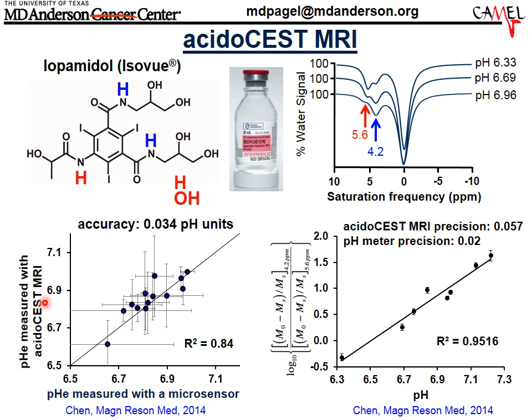So because of that, there's no real gold standard to compare acidoCEST MRI to know if we are actually measuring an accurate value. However, it does appear that the best that we can do, a microsensor, agrees well with acidoCEST MRI results. So we're able to measure with very good accuracy and also very good precision.